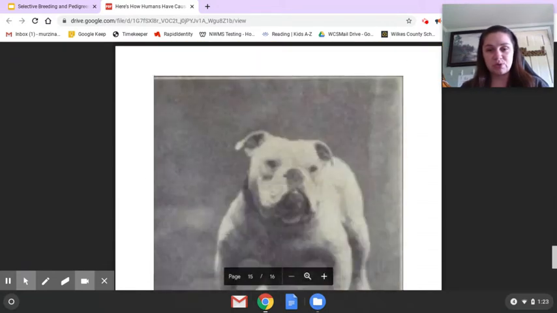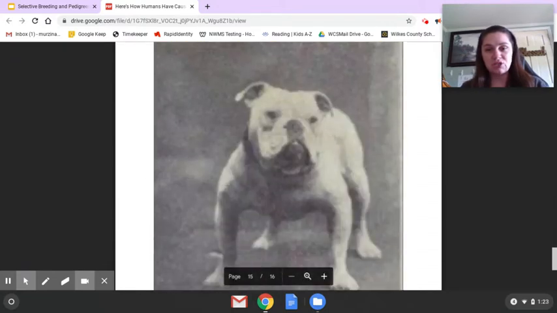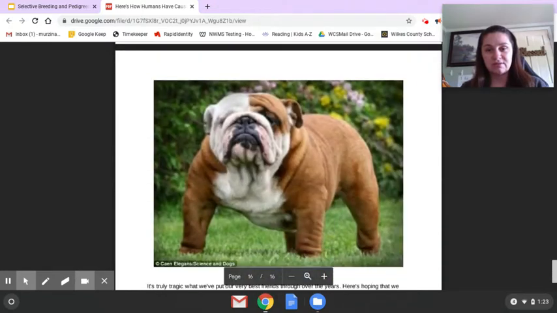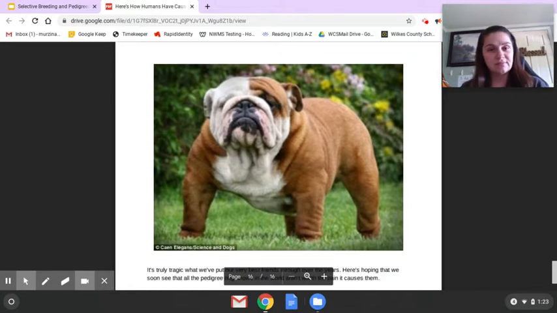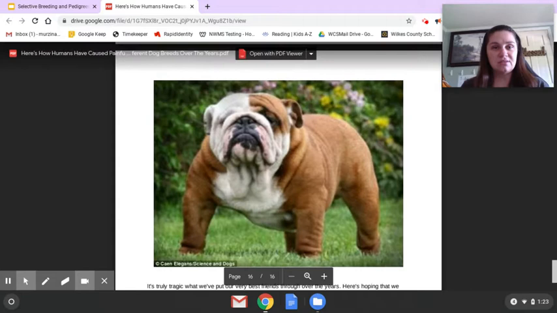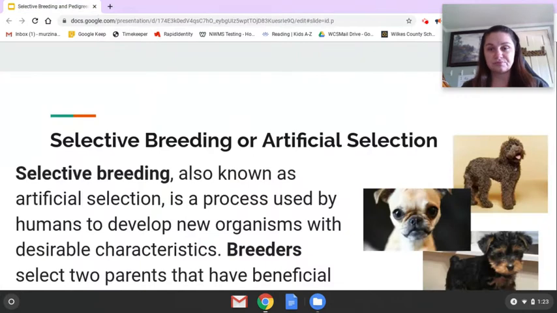Then we have the English Bulldog. Hasn't really changed a lot. The eyes and their body stance has changed a little. The wrinkles, they're all cute. And that's all of them. So those are some ways that humans have changed the way that breeds of dogs look over the years.